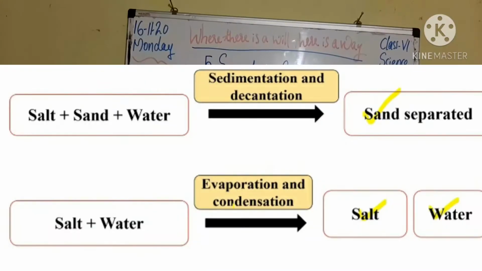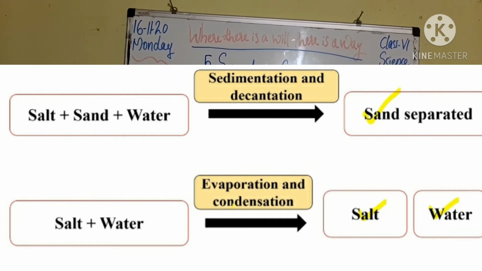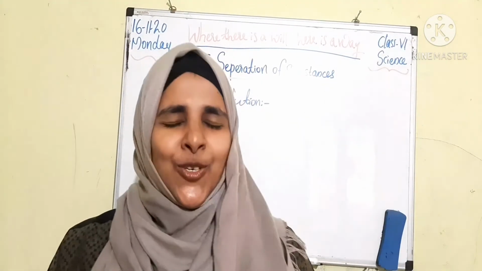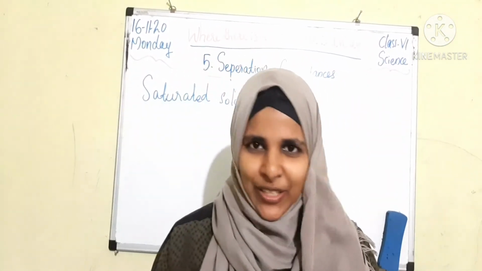Clear to all of you? By the process of sedimentation and decantation, we separated sand, is it children? And we separated salt and water by the process of evaporation and condensation. So we used different methods of separation for separating a mixture of substances. Clear to all of you? Children, today's class is full of experiments. It is a very interesting class for you, I think.